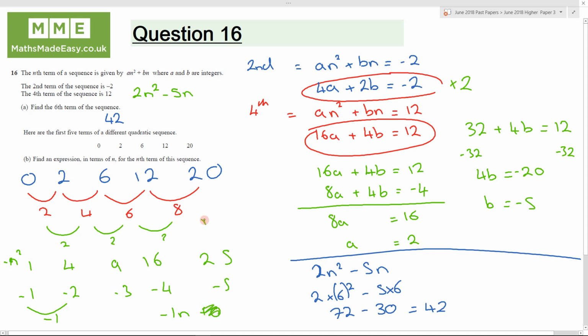So we know that it's n squared from the 2, and we know it's -1n from the second part, so this nth term for this particular sequence would be n squared minus n. You don't need to put plus or minus 0, and that 1 before the n isn't needed either. So that is our final answer for part B, and 42 is our answer for part A.